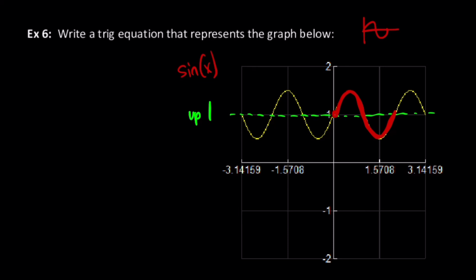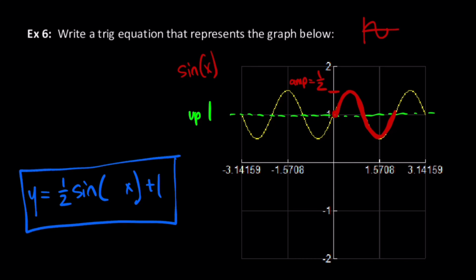Amplitude comes next. Well, it's not clearly marked, but I'm assuming that is halfway between. So if that's 1 and that's 1.5, my amplitude equals 1/2. It's a positive sine. My amplitude is 1/2. I went up 1. So check this out. Y equals 1/2 sine, don't know this yet, plus 1. So that's a good chunk of the equation. What I'm missing is my frequency.